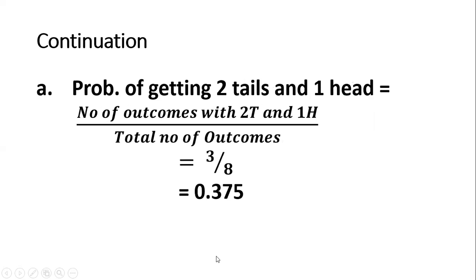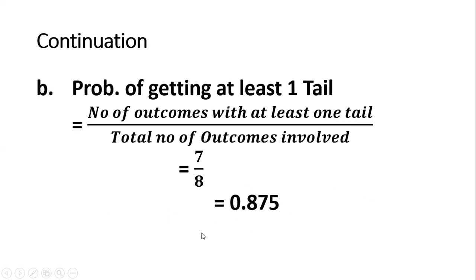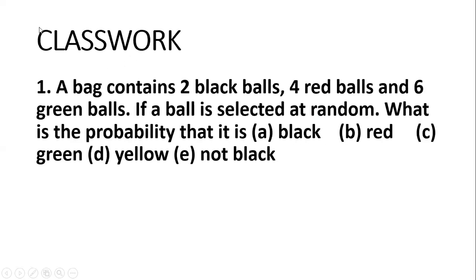Now, at least one tail. We go back there to see our table. At least one tail means more than one will also be counted. One tail, two tails, and so on. So we have 1, 2, 3, 4, 5, 6, 7 options. So 7 options give at least one tail, and the number of outcomes with at least one tail over the total number of possible outcomes is 7 over 8, which is 0.875. So you take this as your classwork.